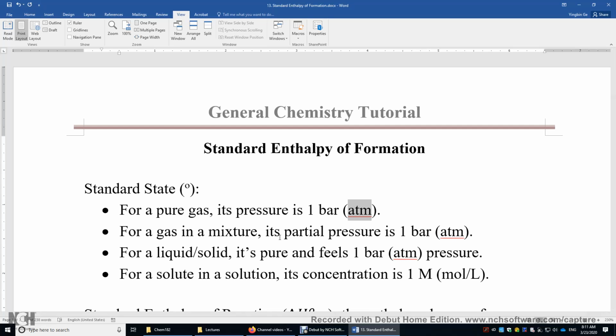For example, if you have 1 bar pure oxygen, it's in the standard state. But if you have 1 bar air, neither oxygen nor nitrogen is in the standard state. For a liquid or solid, it has to be pure and feel 1 bar external pressure for that liquid or solid to be in the standard state. For a solution, if the solute has a concentration of 1 molar, we say the solute is in the standard state.